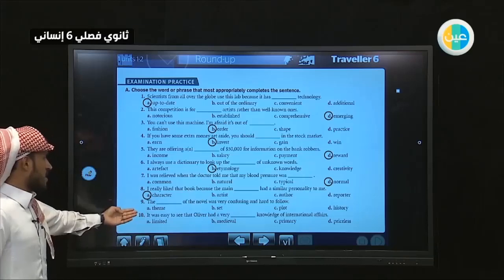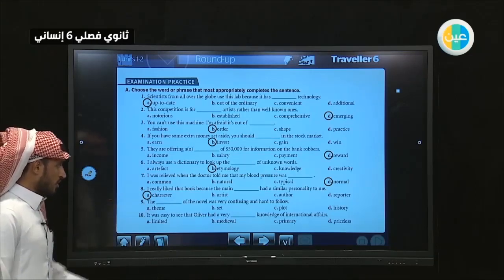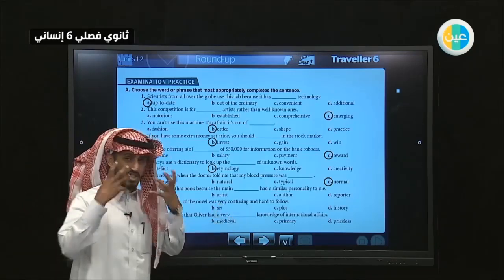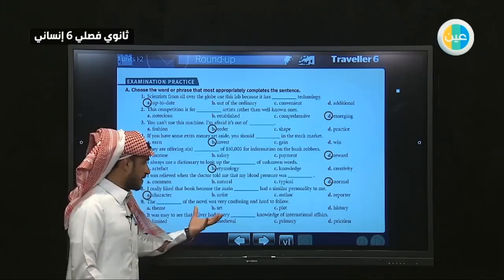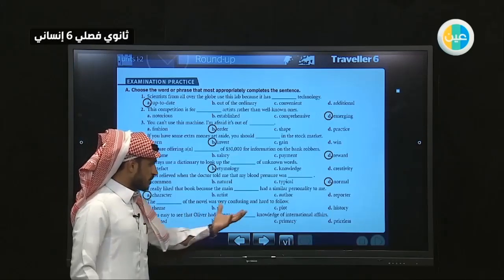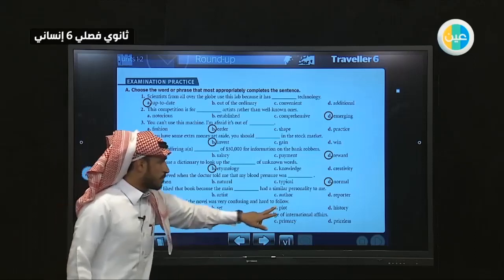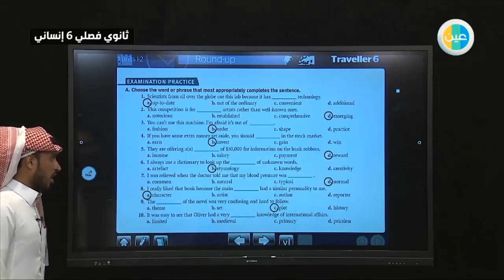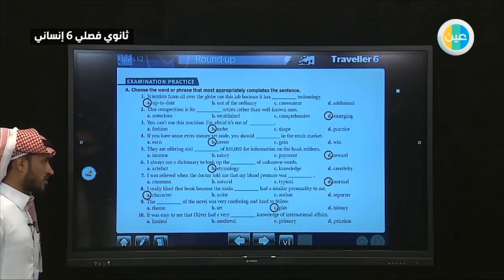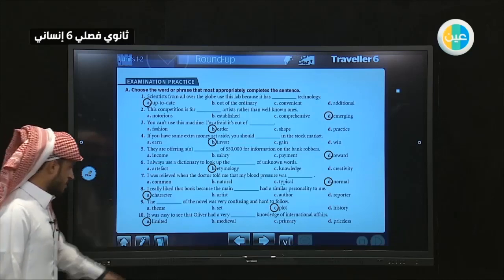Number 9, the of the novel was very confusing and hard to follow. Very confusing, that means it is not easy to understand. اللي هي شيء المشوش أو الشيء المربك. And hard to follow إنه صعب يعني فهمه. الplot. It was easy to see that Oliver had a very knowledge of international affairs, limited knowledge of international affairs.